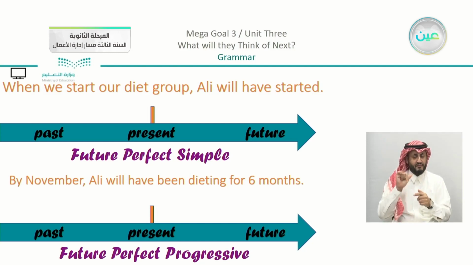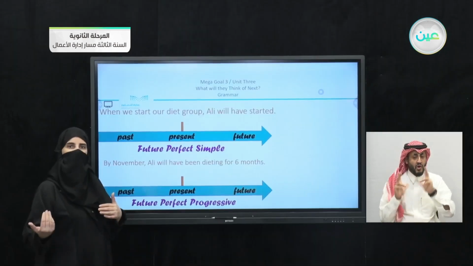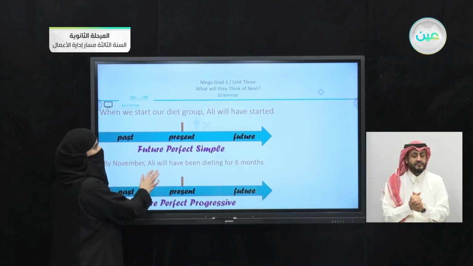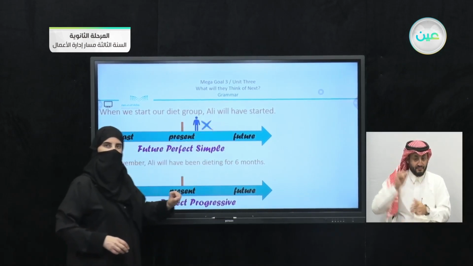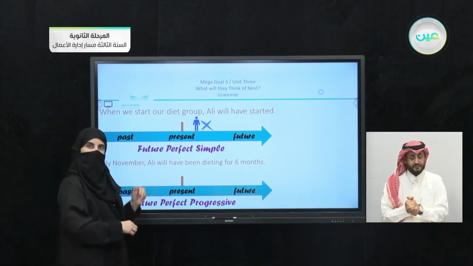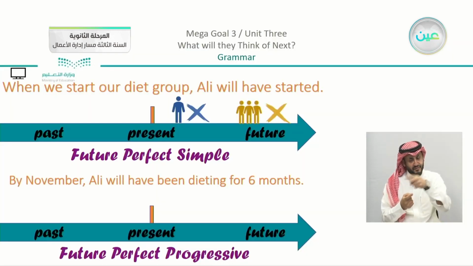So who started first, the diet group or Ali? So here we can say that we have here, this is Ali. In the future, he will have started. And after he has started, we have here, the diet group will have been, or will have started.